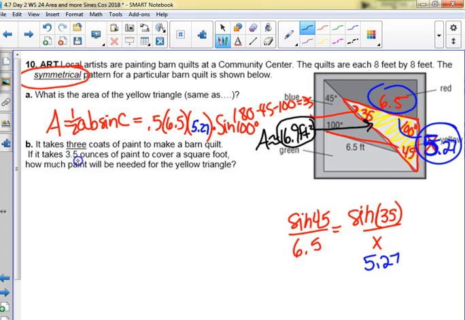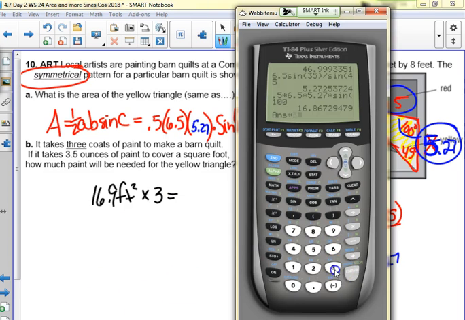All right, it takes 3 coats of paint to make a barn quilt. It takes 3.5 ounces to cover a square foot. How much paint will be needed for the yellow triangle? So 3 coats of 16.9 square feet is about 50.6 square feet for our 3 coats.